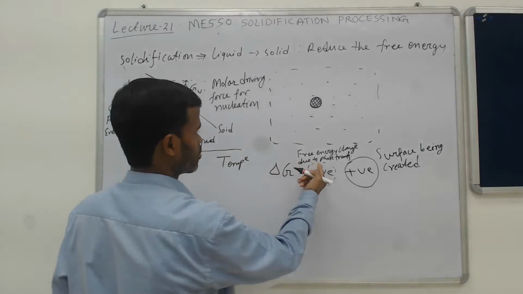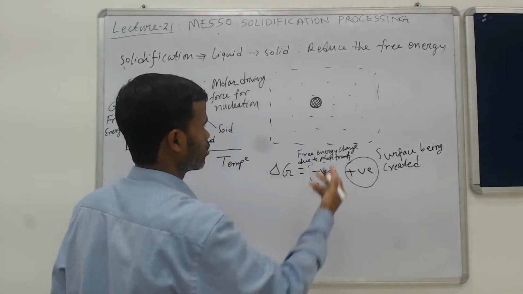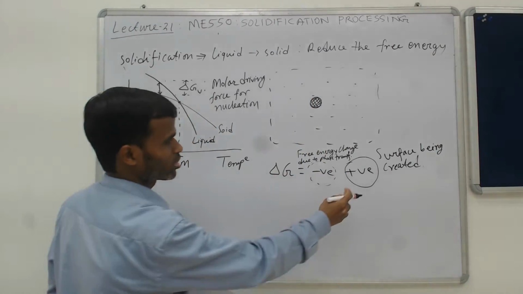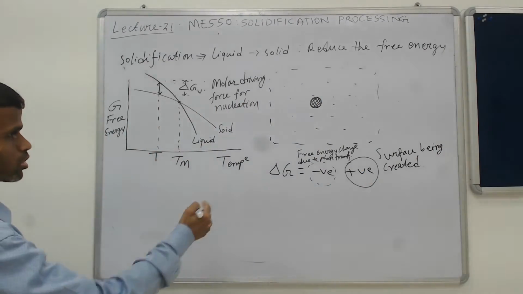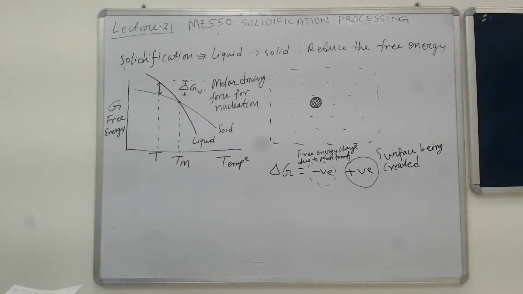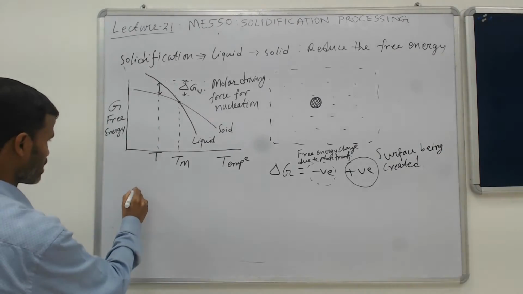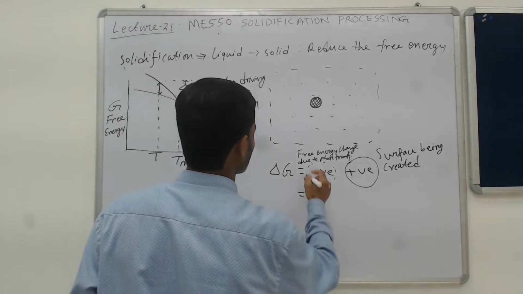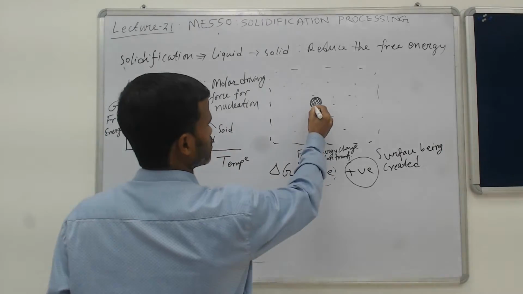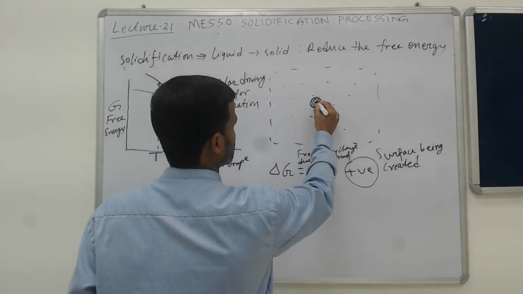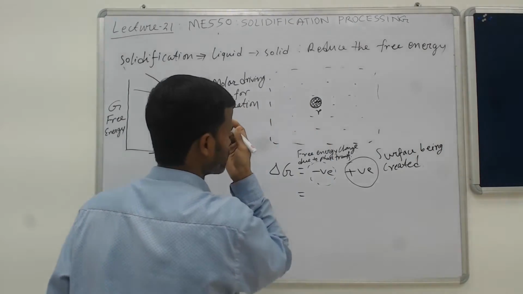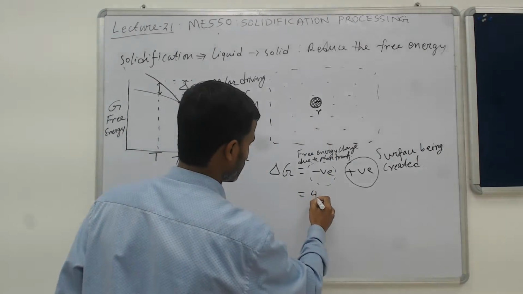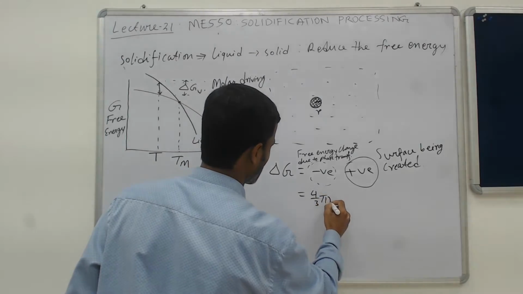So this will be proportional to the amount, or say volume, of phase that is transformed, and this will be proportional to the surface that is formed. These two terms we have already discussed. So delta G, this term can be written as, if we consider a sphere, a sphere of radius r is formed, we can write volume will be 4 by 3 pi r cube.